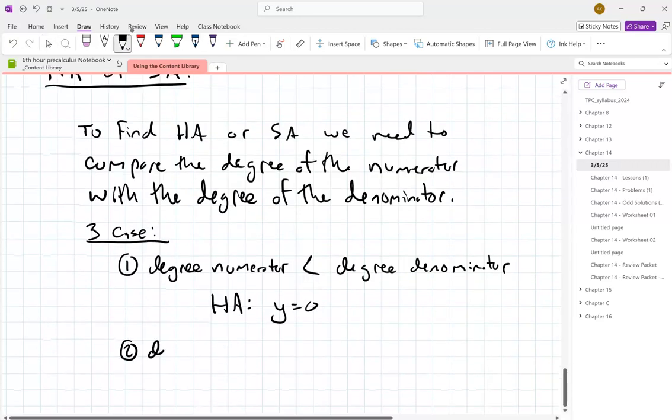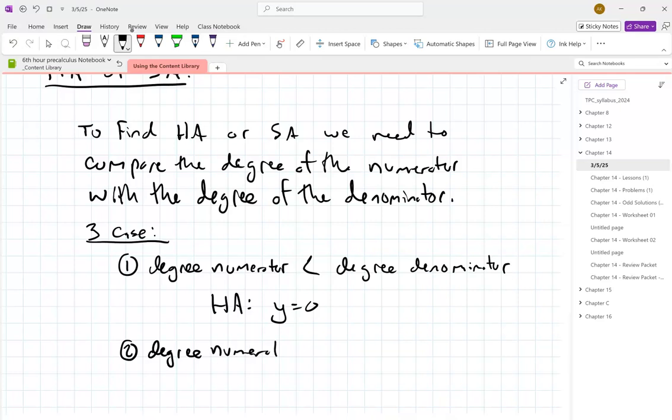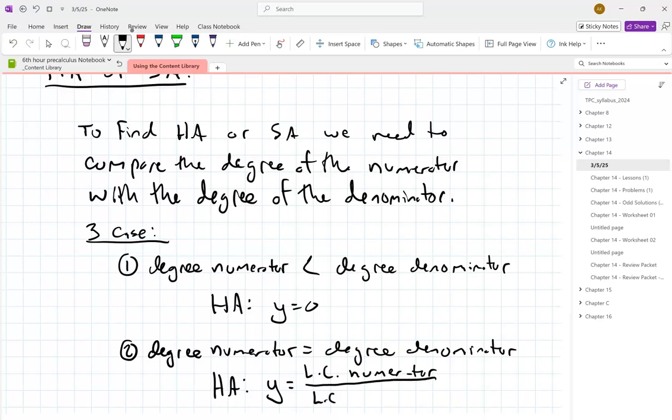The next possibility is that the degrees are equal. In that case, we also get a horizontal asymptote, but here it's not going to be y equals 0. It's going to be the leading coefficient of the numerator over the leading coefficient of the denominator.